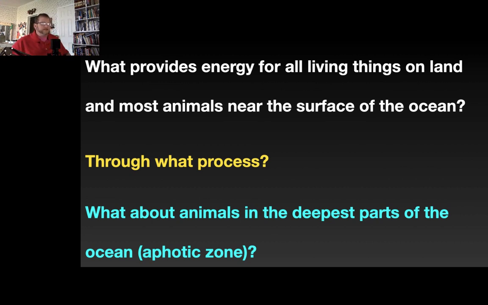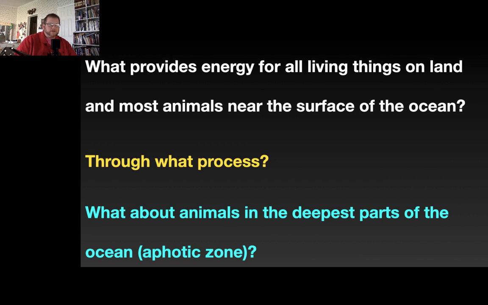So a couple of questions to get us started today. Number one, what provides energy for all living things on land and most animals near the surface of the ocean? This should take us back to thinking about some of the things that we've already studied. And if you're thinking correctly, then you're probably saying to yourself, the answer to this question is photosynthesis. Okay, so the process of photosynthesis is what does it, but what provides that energy?